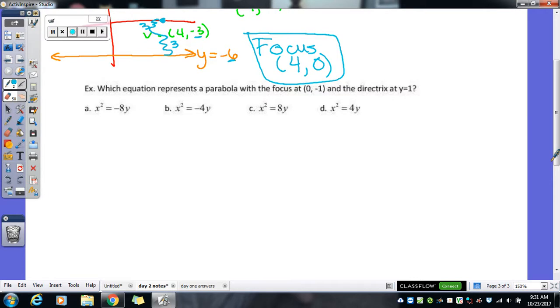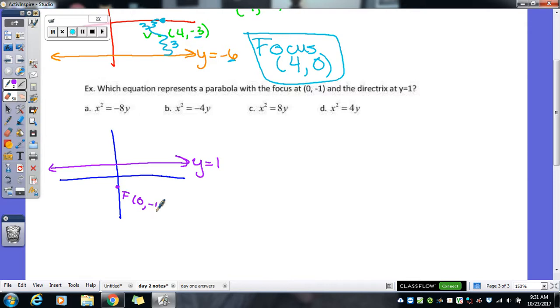All right, which equation represents a parabola with a focus at (0, -1) and the directrix at y equals 1? So let's start sketching a picture. So y equals 1, here's my directrix. And our focus is at (0, -1).